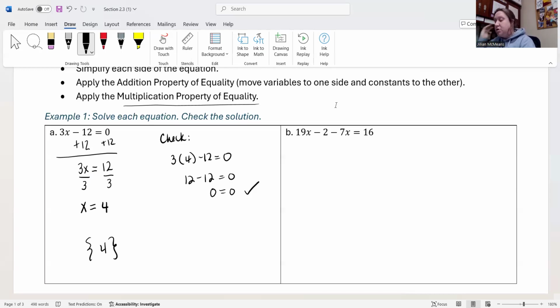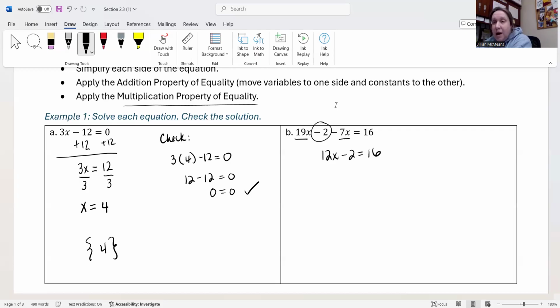Okay? So let's try another one. So part B, we have 19x minus 2 minus 7x equals 16. So let's see what happens here. First of all, on the left-hand side, I have two terms that need to be combined. You always want to look to see if you can simplify by combining like terms. So 19x minus 7x, we just take 19 minus 7, and that equals 12. So we get 12x. Don't forget your minus 2, and that equals 16.